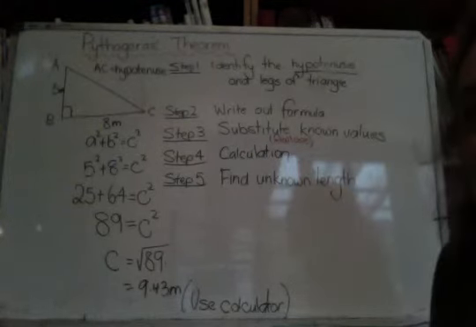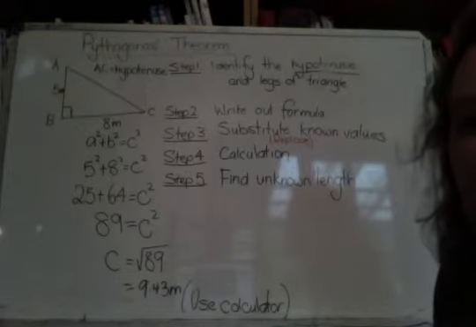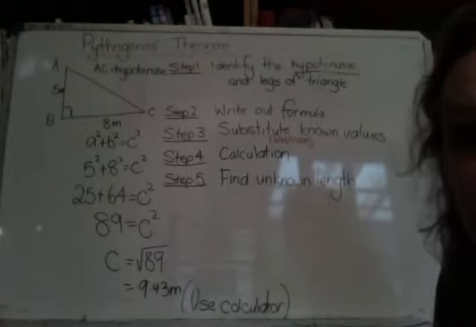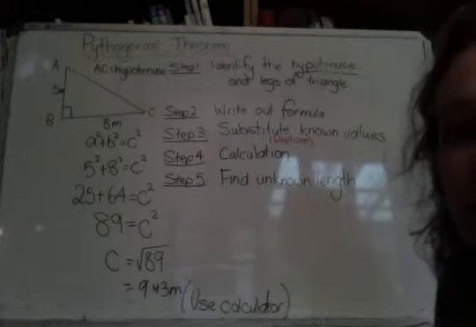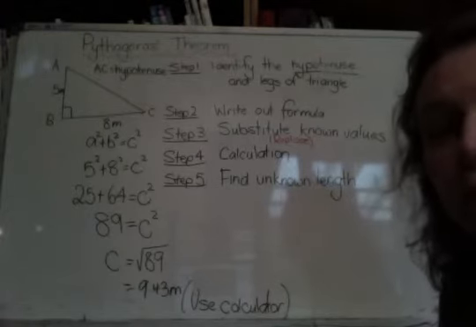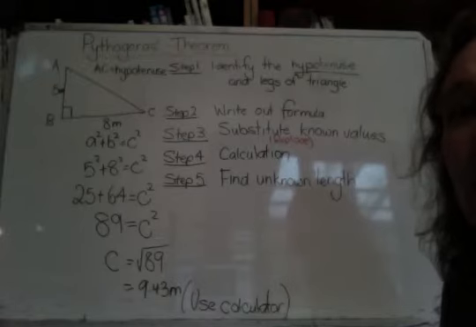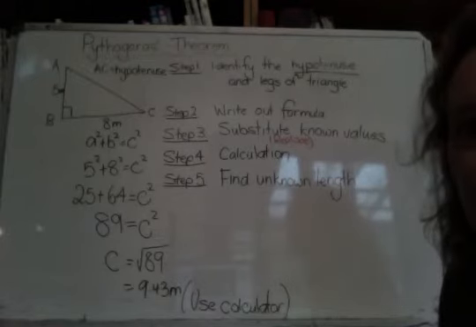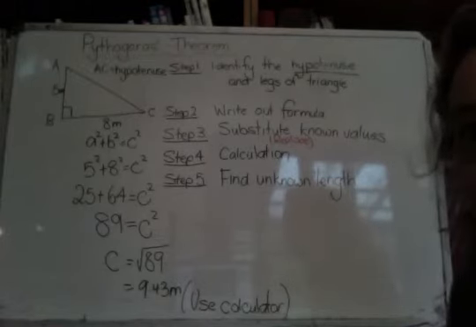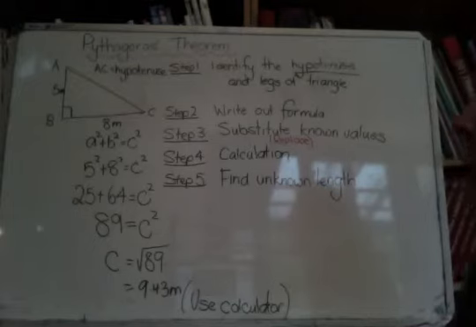Okay, Year 7, I just wanted to go over the steps that we go through in order to use Pythagoras' theorem to solve for a side on a triangle. Essentially, Pythagoras' theorem allows us, if we know two sides of a right-angled triangle, to find the third side of the right-angled triangle. So first of all, you have to identify that you have a right-angled triangle.